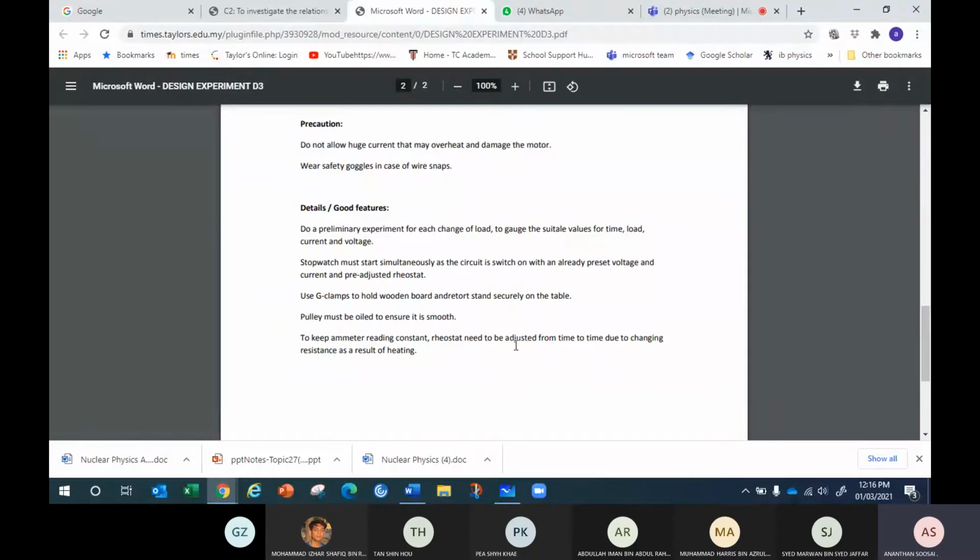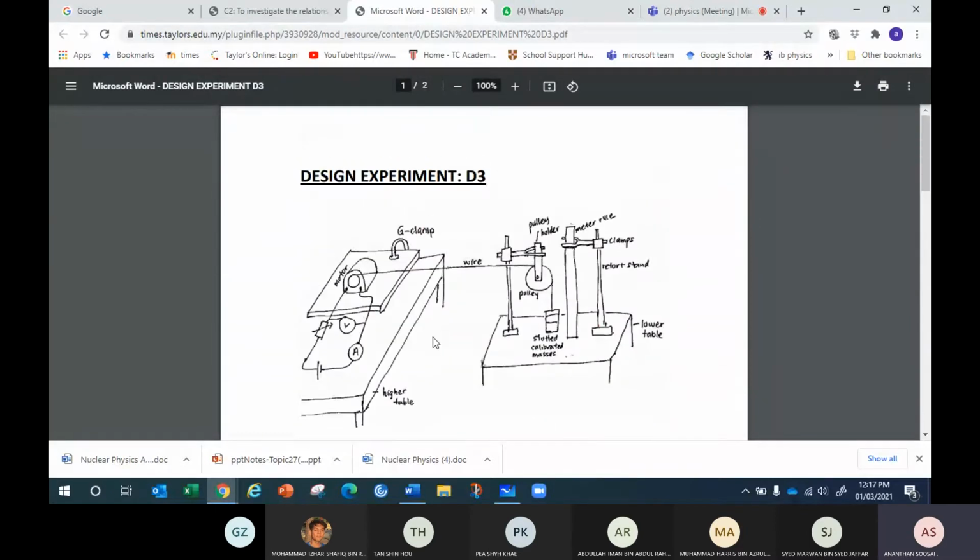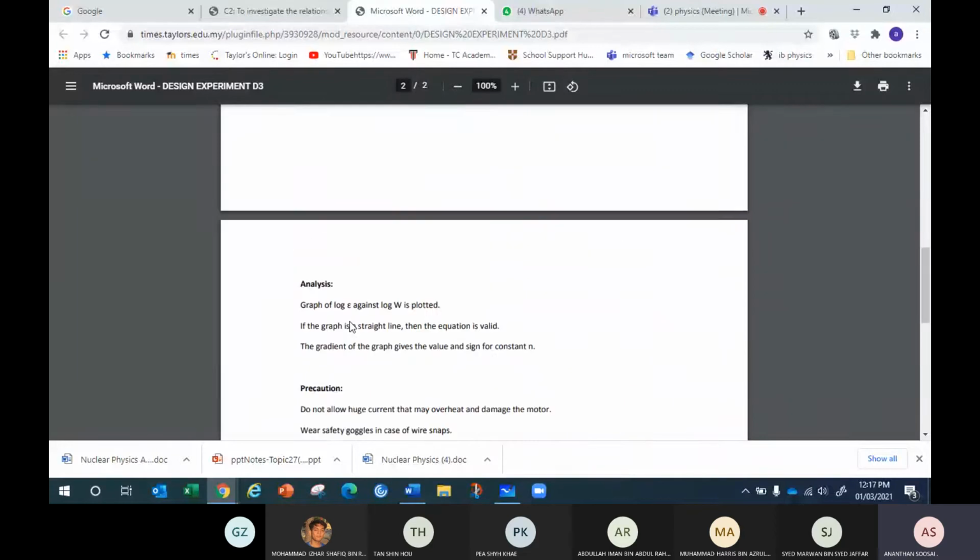How do you make the power constant? By making I and V constant. How do you make I constant? By adjusting with the rheostat. Use a rheostat. Adjust the rheostat accordingly so that the current is always the same. Because if you prolong the connection, the heating is going to cause the current to drop. So you need to adjust the rheostat so that the current is constant and the voltage is constant to get the same power. Okay, so this is one setup.